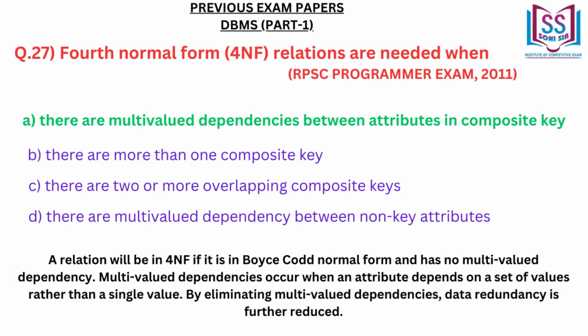A relation will be in fourth normal form if it is in Boyce-Codd normal form and has no multivalued dependency. Multivalued dependencies occur when an attribute depends on a set of values rather than a single value. By eliminating multivalued dependencies, data redundancy is further reduced.